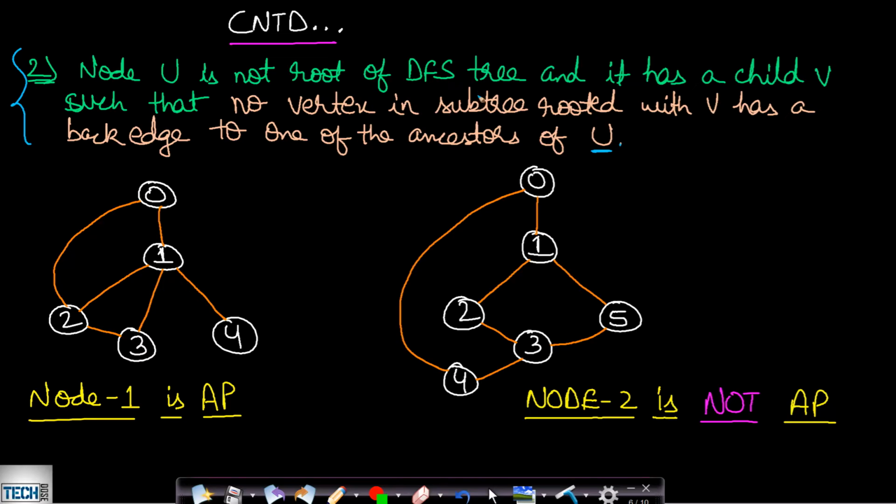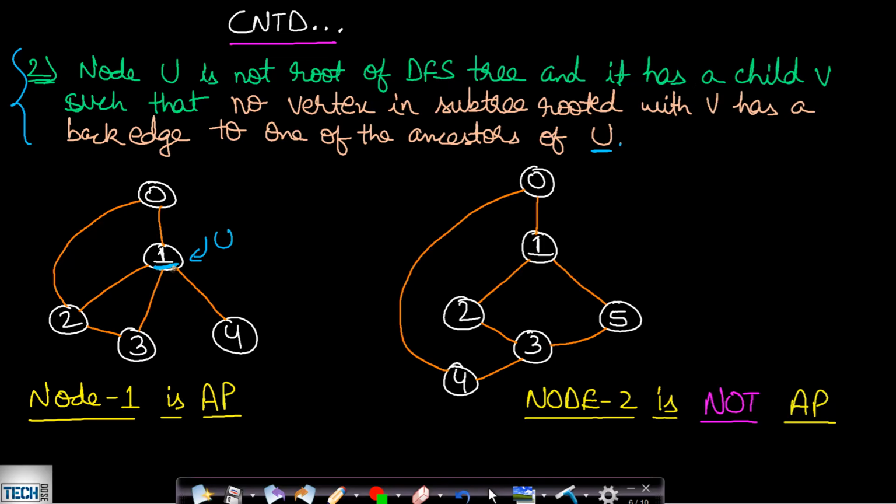Now I will show you some examples to make this point clear. In this point it is saying that if you are at a node U that is not a root node, in this case I will consider this node 1. Then if you have at least one subgraph from this node 1 such that there is no back edge from that subgraph to an ancestor of 1, then the given non-root node will obviously be an articulation point.